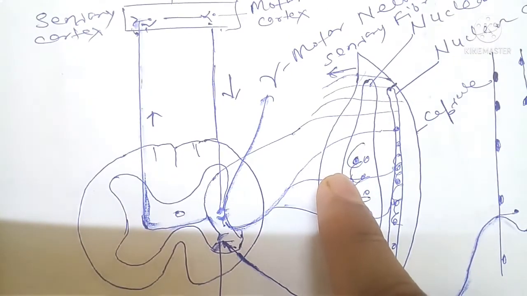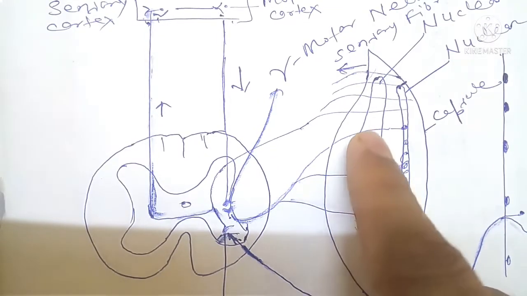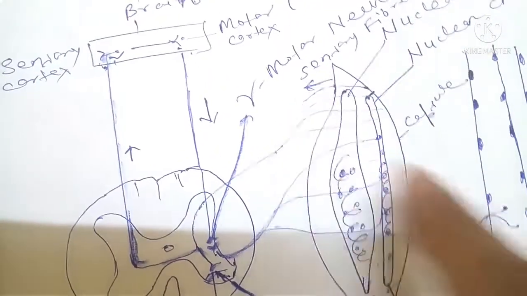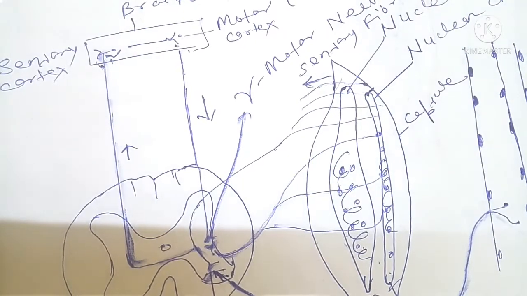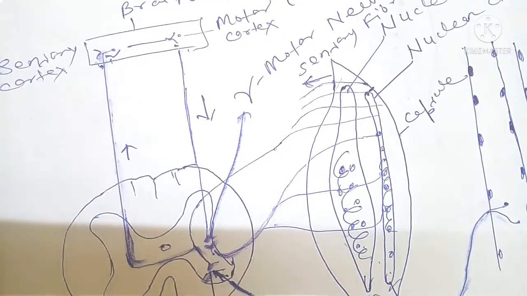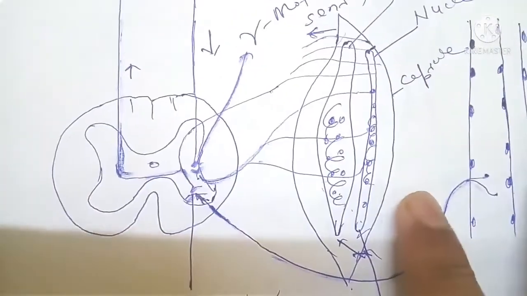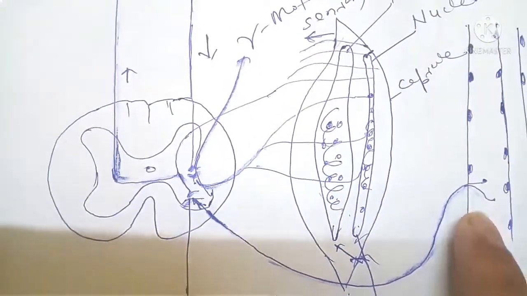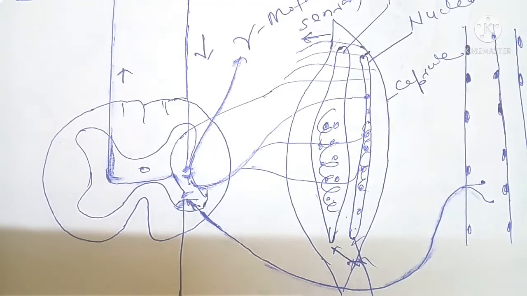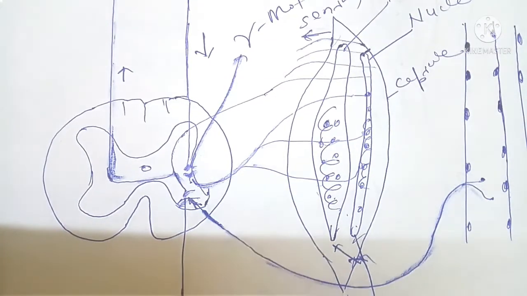Only the mid portion of the intrafusal fibers is stretched, which starts the volume of impulses in the sensory axon, and thus the gamma motor neurons keep the spindle sensitive all the time. This is the concept of the alpha motor neurons and the gamma motor neurons.